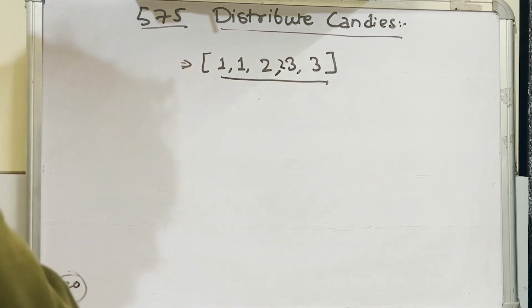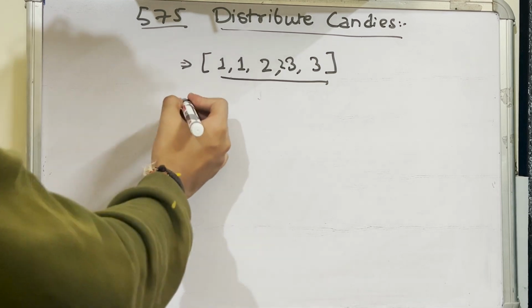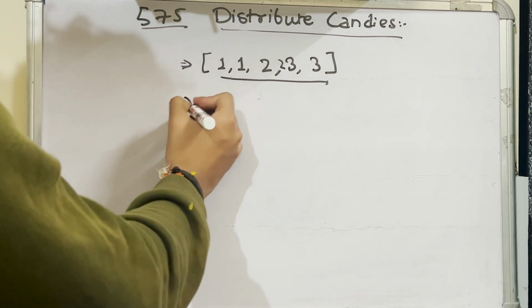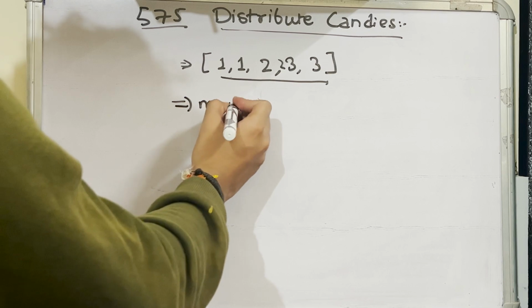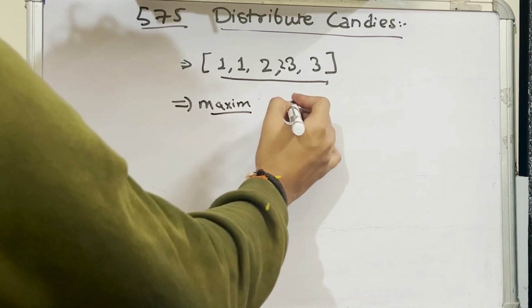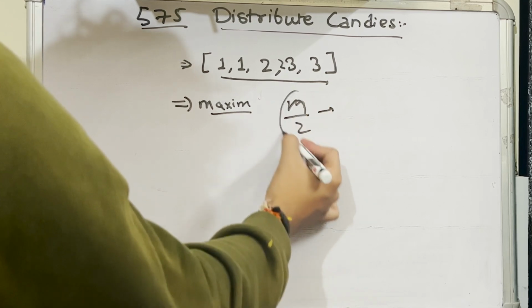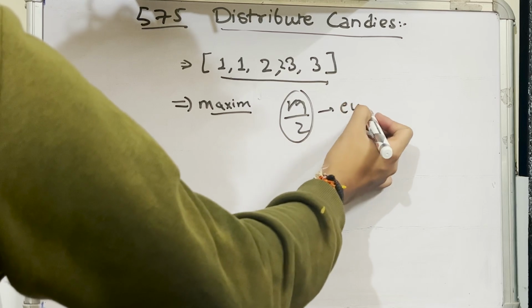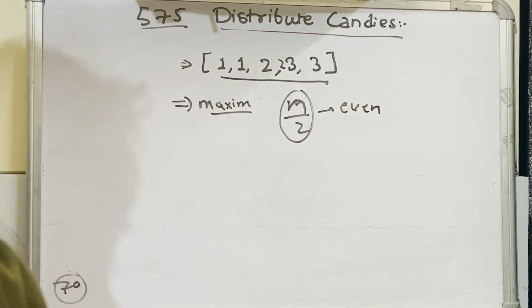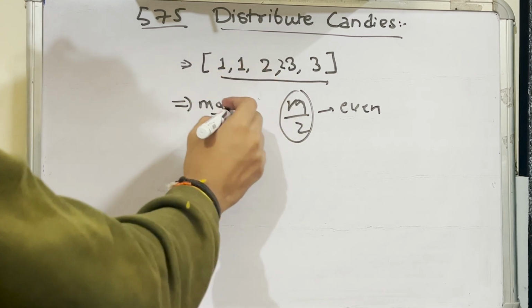And she is gaining weight. So the doctor advised that she can only eat n by 2 of the candies. And what we have to do is maximize the different types of candy. The doctor is recommending n by 2 amount of candies, where n will always be even, so n by 2 will also be even. So we just have to maximize the different types of the candies.